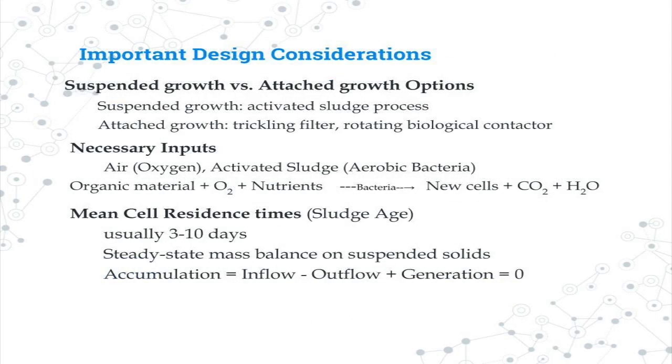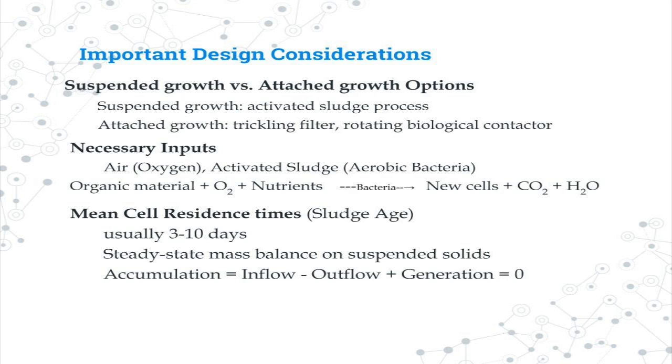There are some important design considerations for organic removal of wastewater treatment. There are two common conventional methods used to remove up to 90% of the organic matters in the wastewater. One is suspended growth process and another is attached growth process. In suspended growth process, the microbial growth is suspended in an aerated water mixture. Activated sludge process is an example of suspended growth.